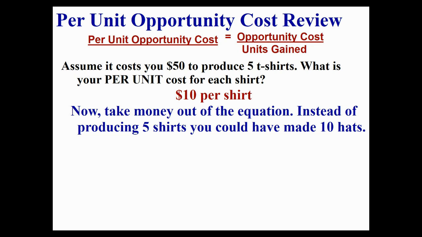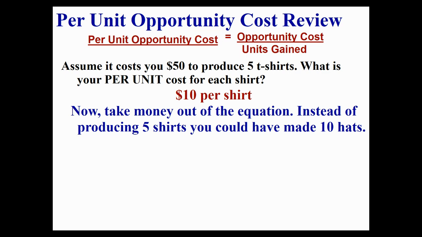So when we look at this comparative and absolute advantage, per unit opportunity cost, what we want to do is look at what it is you're giving up to produce a product. And whoever gives up the least is the one who is best at producing that product. Okay. So the per unit output cost is the opportunity cost divided by the units gained. So assume it costs $50 to produce 5 t-shirts. What is your per unit cost for each shirt? Your per unit cost is $10 per shirt.